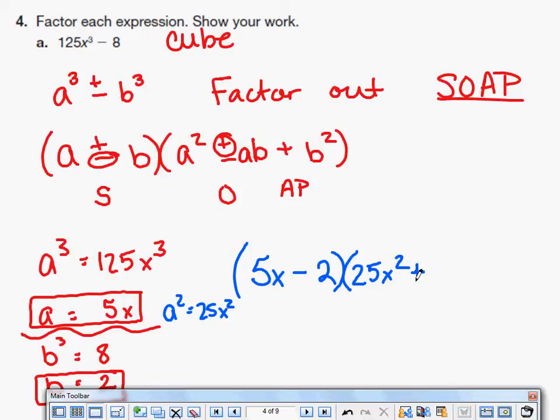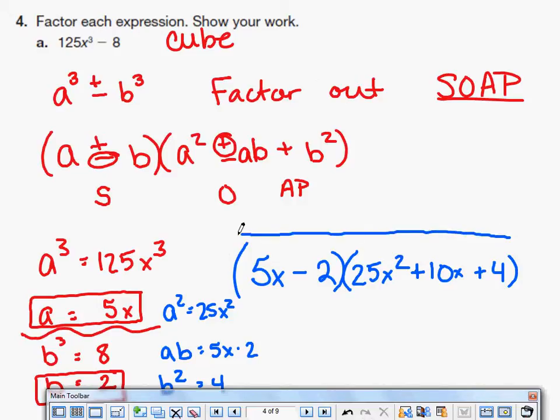a times b, which is the same thing as saying 5x times 2, or 10x. And then always positive, and b squared. B squared is equal to 2 squared, which is 4. And that would be my factored expression.